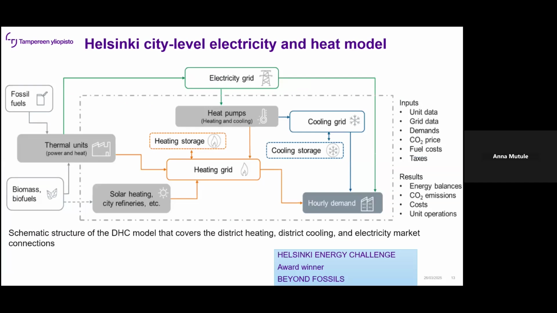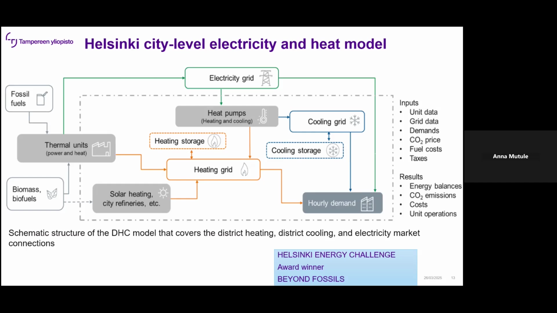So this schematic illustrates the structure of the Helsinki city-level electricity and heat model. The model integrates the district heating and cooling system with the electricity grid, accounting for various energy sources like fossil fuel, biomass, solar heating, industrial heat recovery, as well as thermal units and heat pumps. Energy flows through the heating and cooling grid supported by storage systems, and it's matched to hourly demand using real-world input data such as fuel cost, emission factors, weather conditions as well.